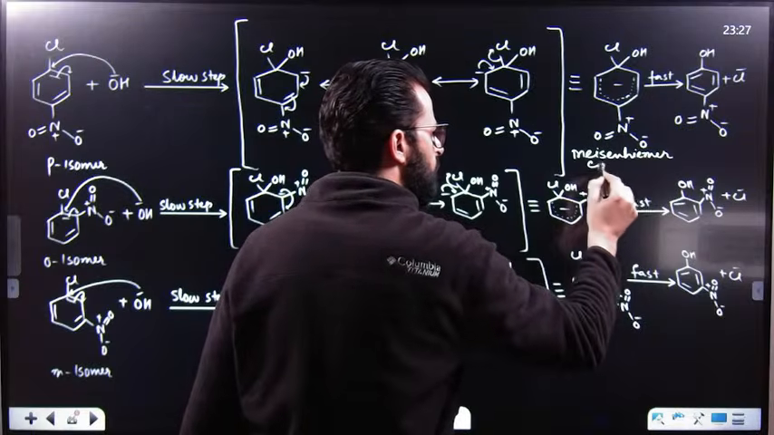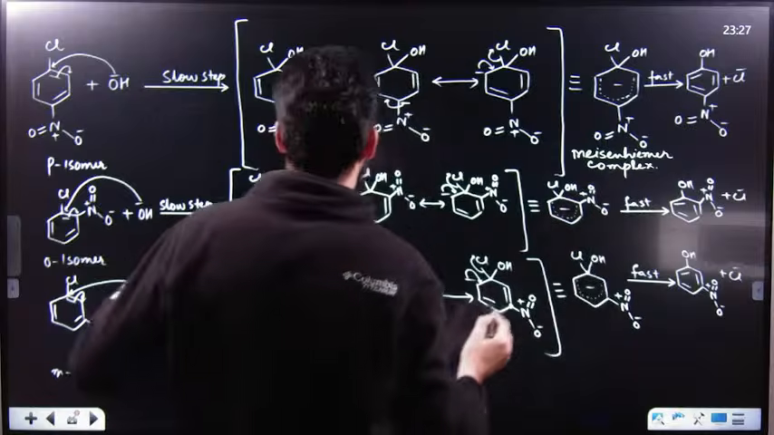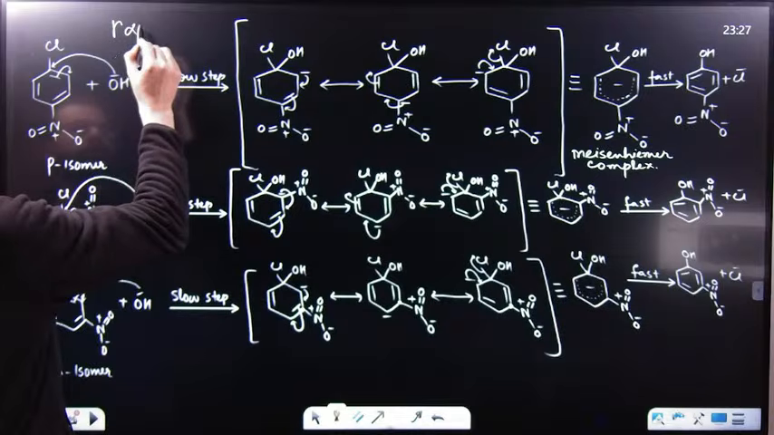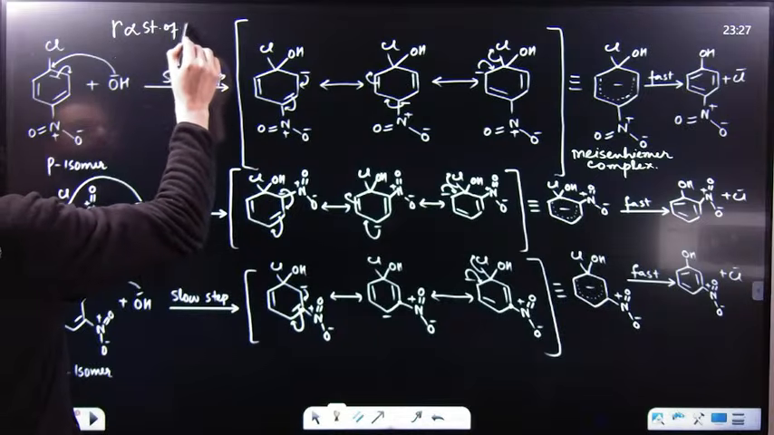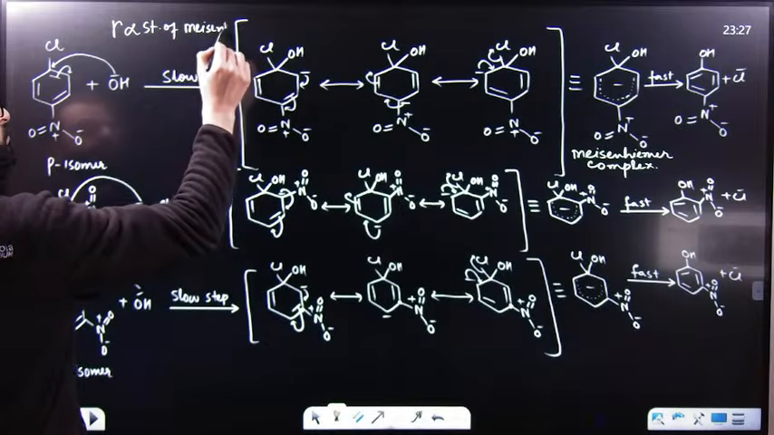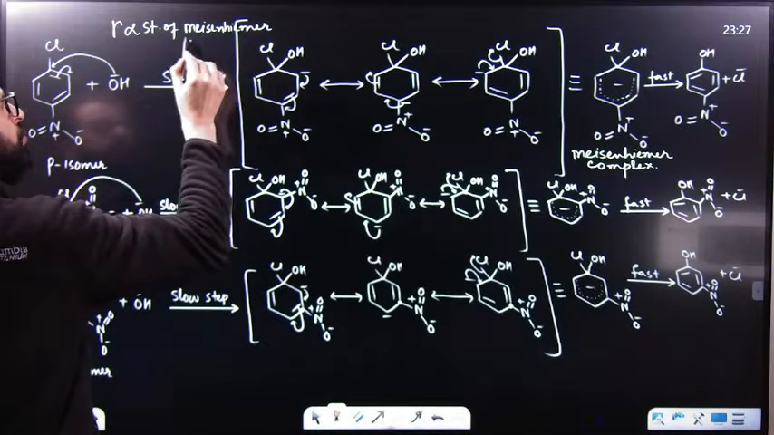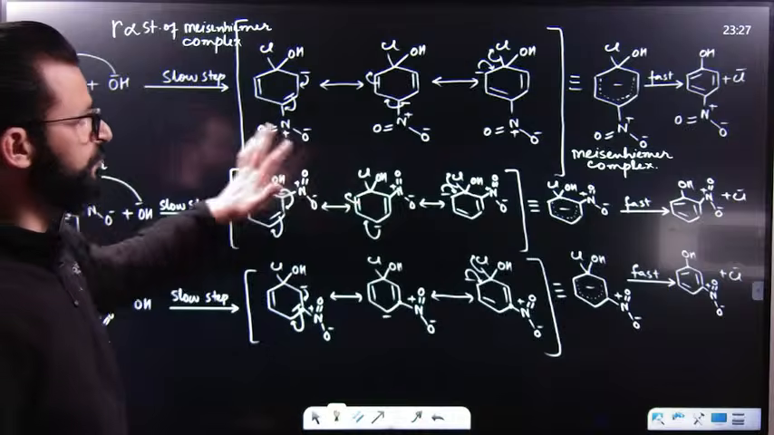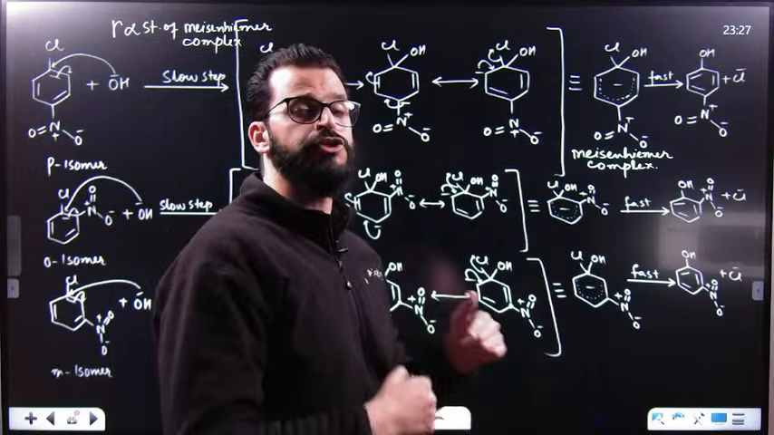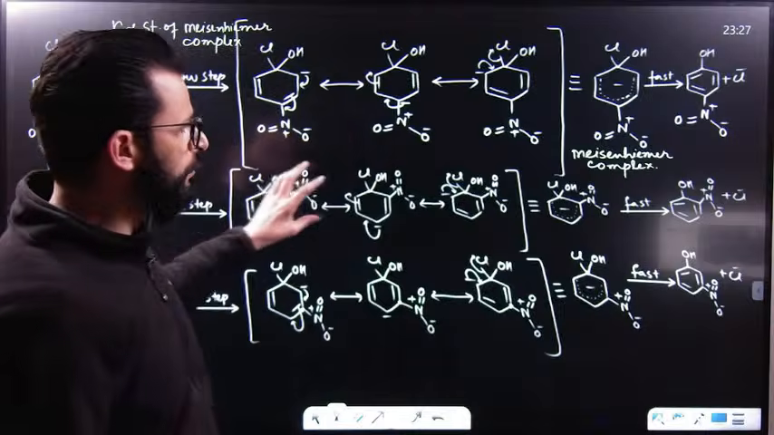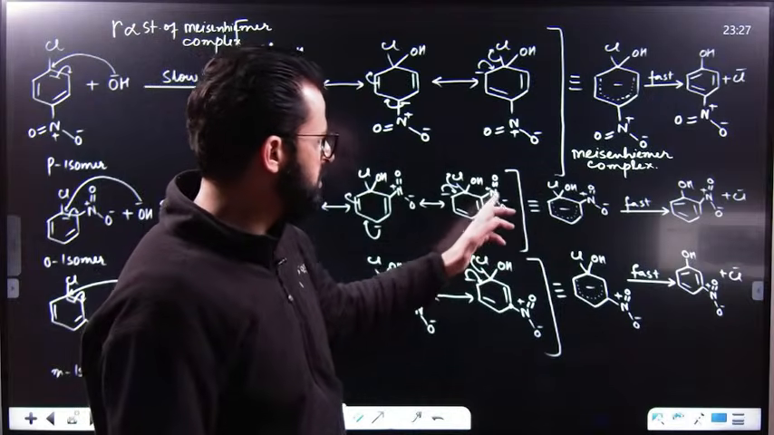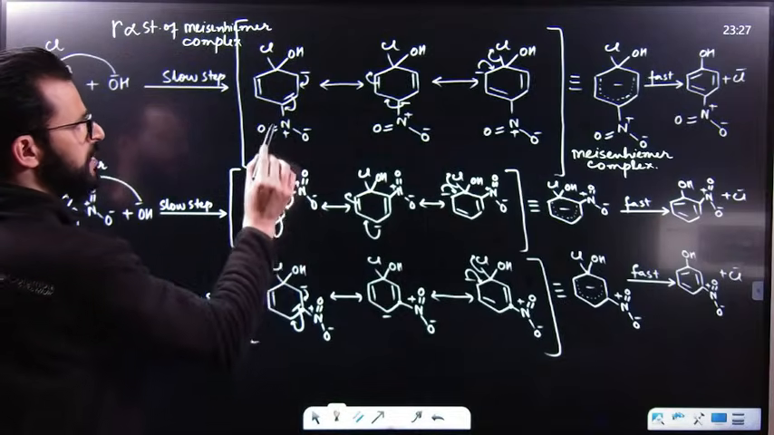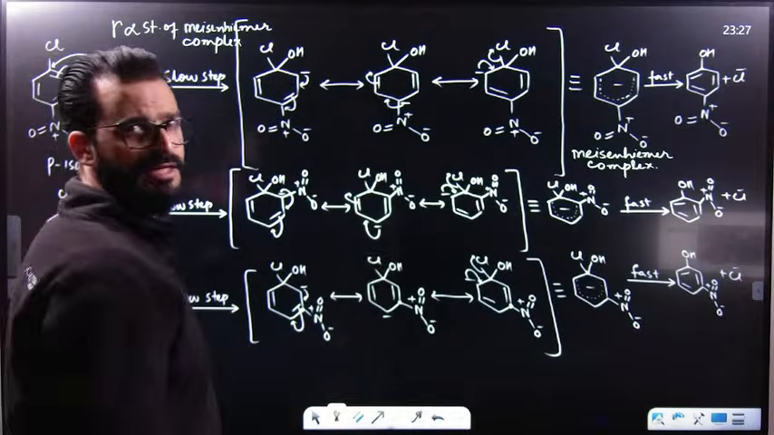Meisenheimer complex. And this Meisenheimer complex is formed in the rate determining step. That's why, remember, the rate of this reaction is directly proportional to the stability of the Meisenheimer complex. So that substrate which forms a more stable Meisenheimer complex will show this reaction faster. That means ortho will show this reaction faster, as it will stabilize this by resonance as well as inductive effect, and this will stabilize negative charge by resonance.